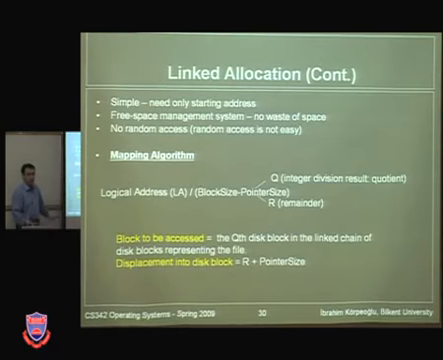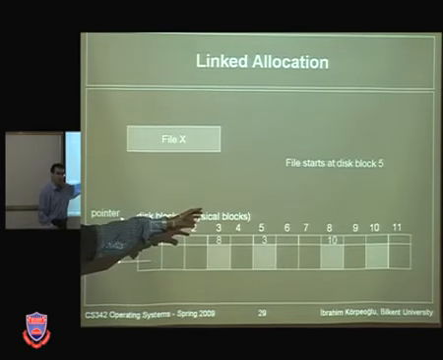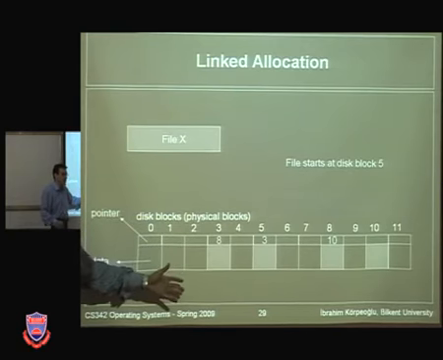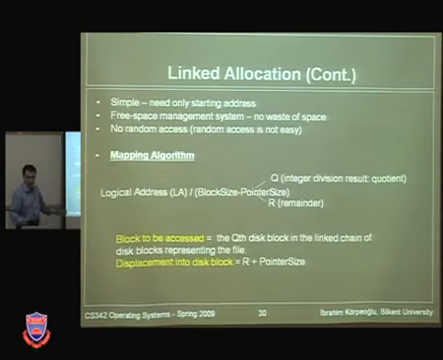So the external fragmentation problem no longer exists, because any free block can be allocated to a file. You will not have a block that is free and that cannot be allocated, okay? You will not waste a block. So we eliminate the external fragmentation problem, no waste of space.